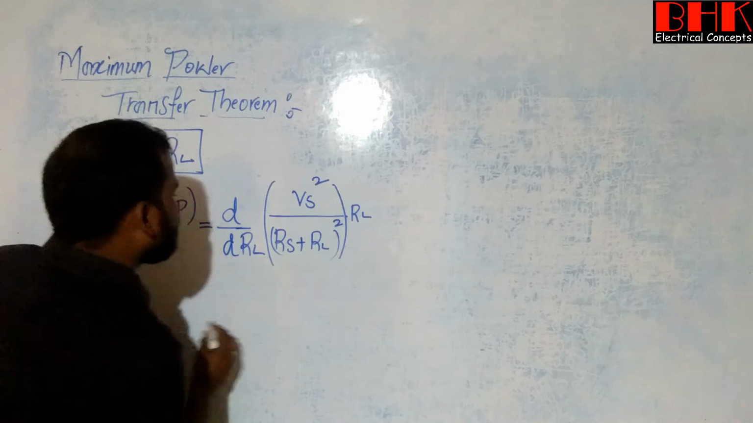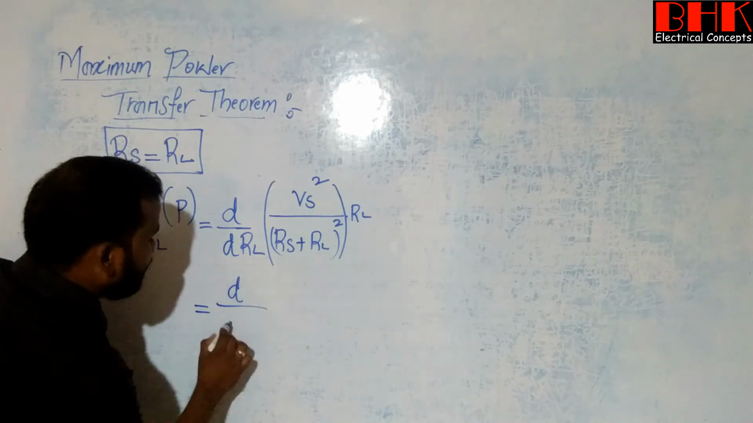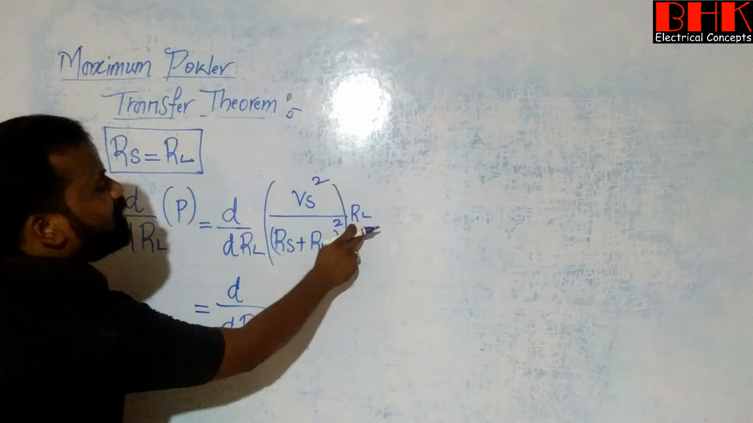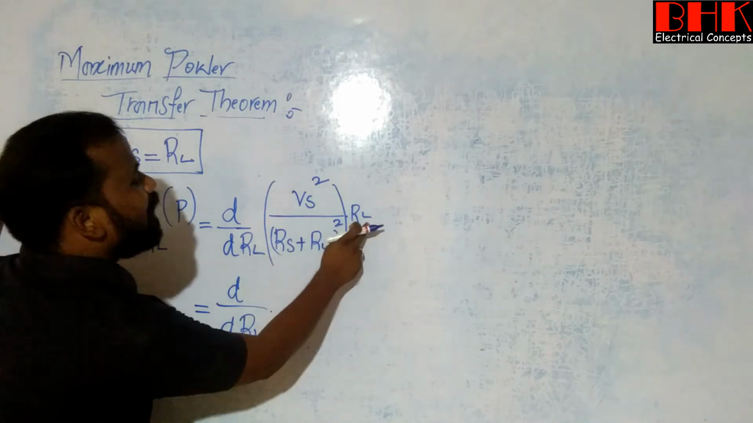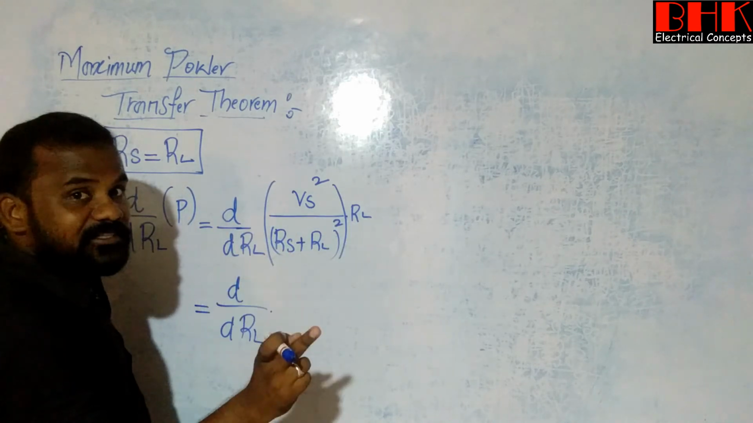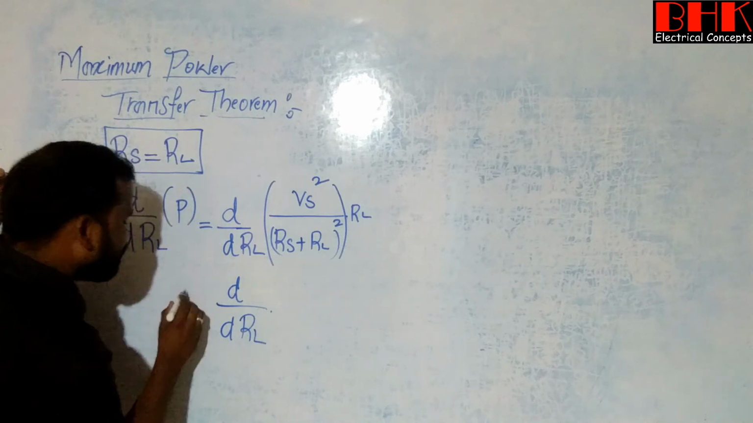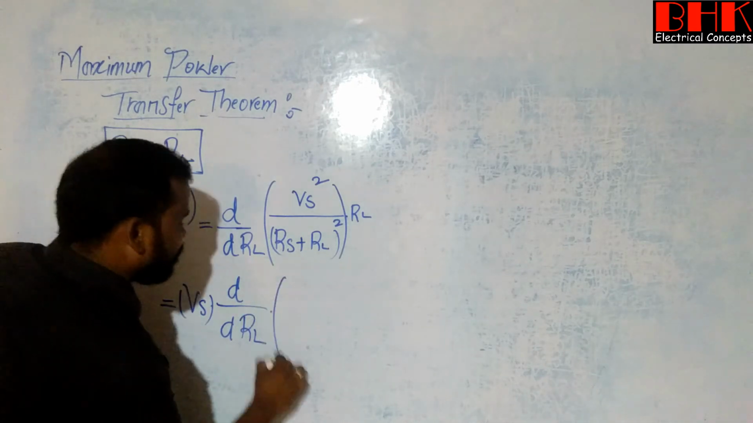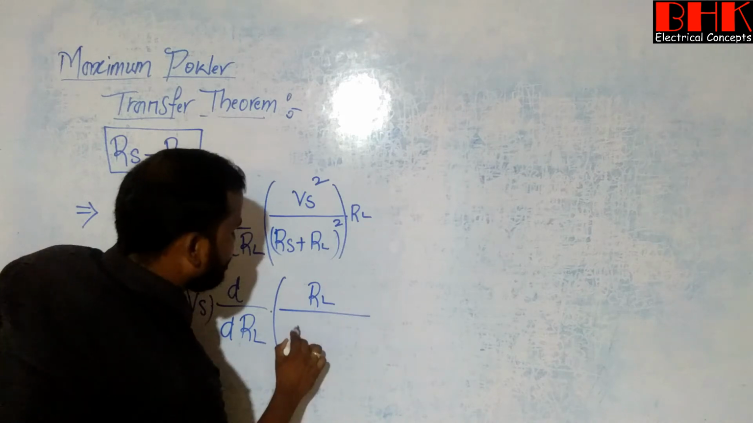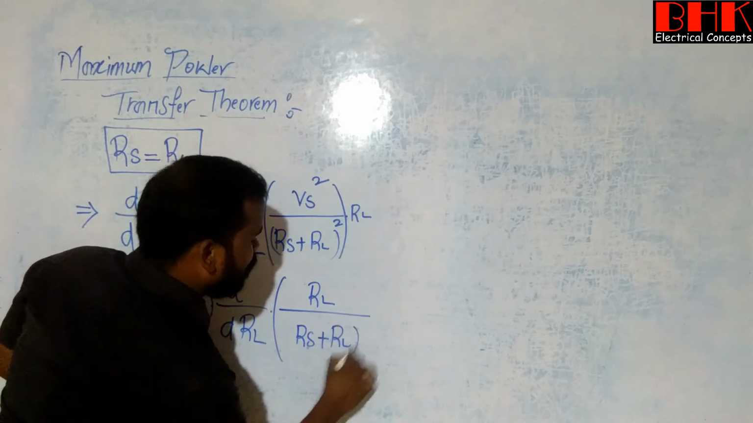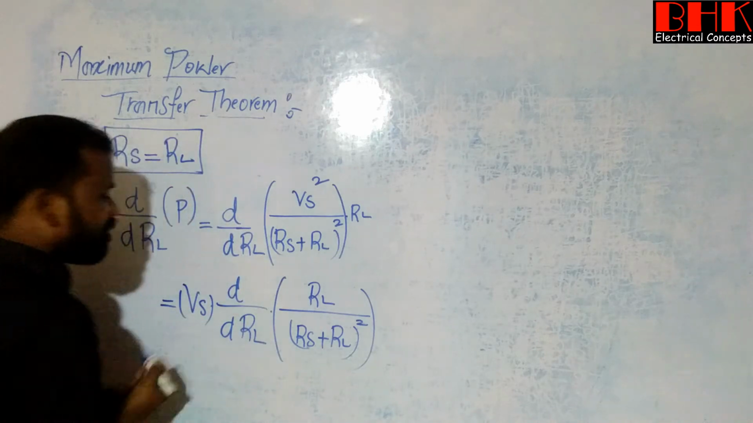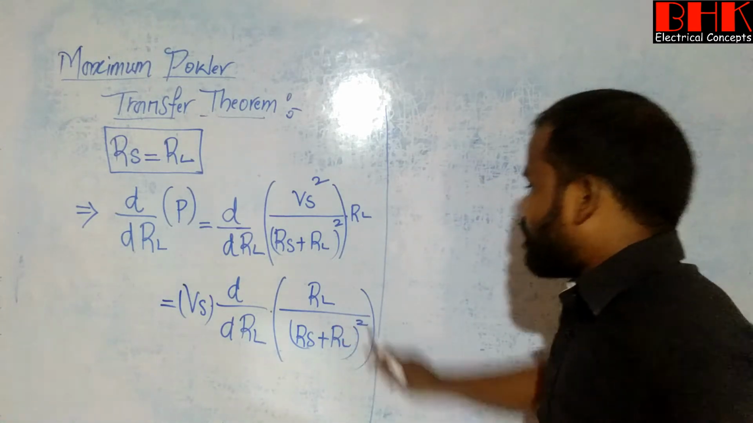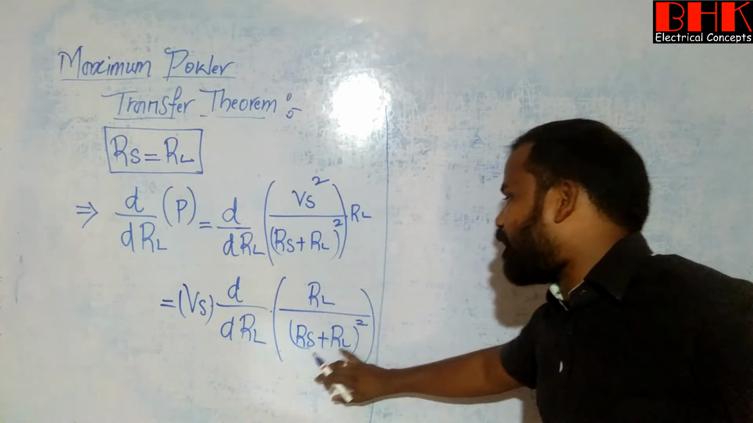Now simplify this expression. Just see here. So d divided by dRL, we are differentiating with respect to RL. Clear? Now with respect to RL, Vs is always fixed, so we take it common outside. So here Vs square into d by dRL of RL divided by Rs plus RL whole square. Clear? Now simplify.